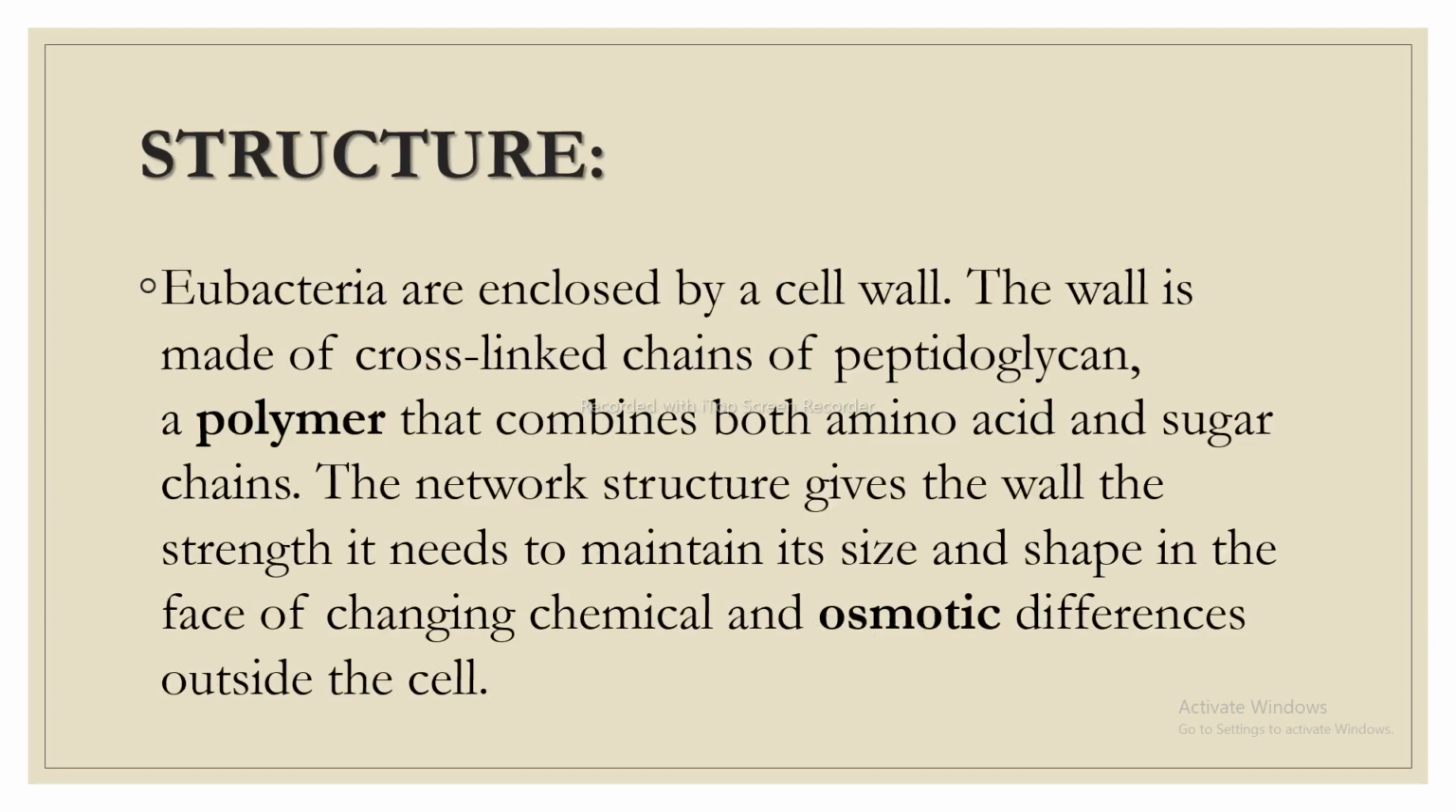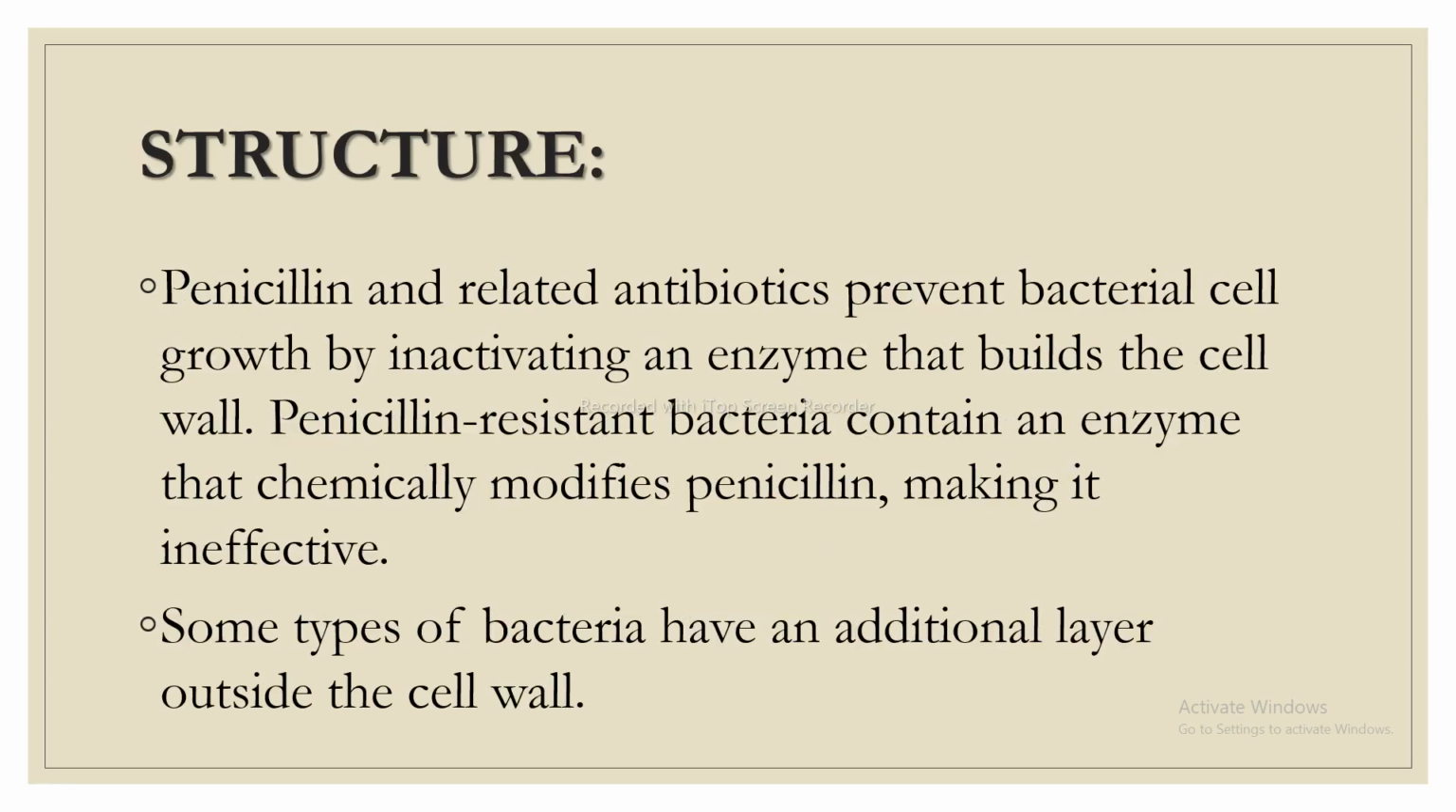So eubacteria are enclosed by a cell wall. This wall is made of cross-linked chains of peptidoglycan, a polymer that combines both amino acid and sugar chains. The network structure gives the wall the strength it needs to maintain its size and shape in the face of changing chemical and osmotic differences outside the cell. So penicillin and related antibiotics prevent bacterial cell growth by inactivating an enzyme that builds the cell wall. So penicillin-resistant bacteria contain an enzyme that chemically modifies the penicillin, making it ineffective.